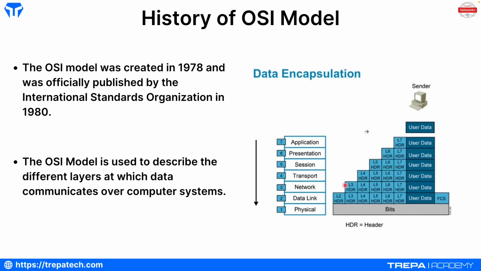So the OSI model was created in 1978 and was officially published by the ISO, the International Organization for Standardization. And it's just a way to describe the different layers at which data communicates over any computer system. And the OSI model that we're going to talk about is going to be Ethernet-based, right? IP-based and TCP/IP model, of course. Because if we get into SCADA and OT, anyways, we look at the OSI model as also a way to describe data encapsulation and de-encapsulation.